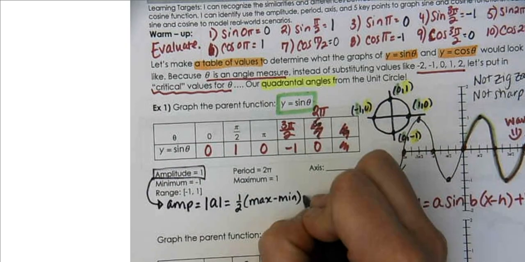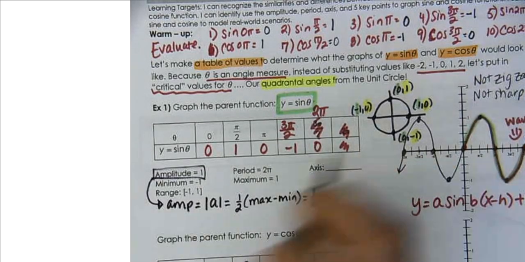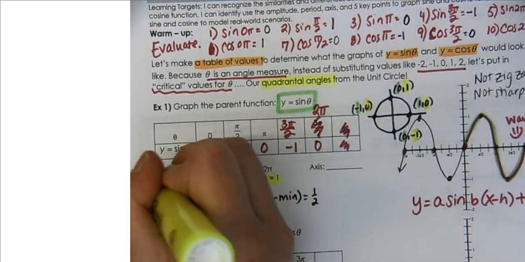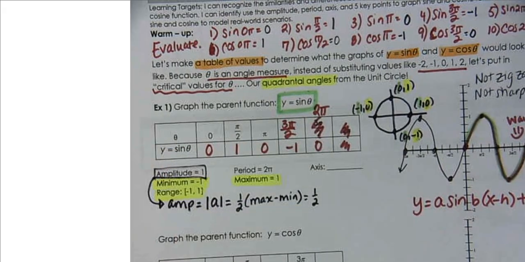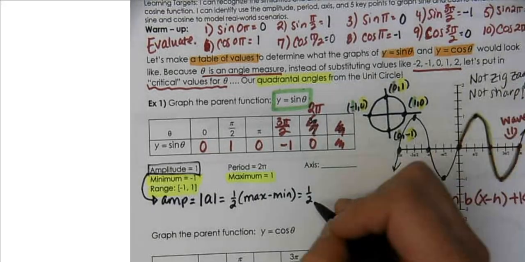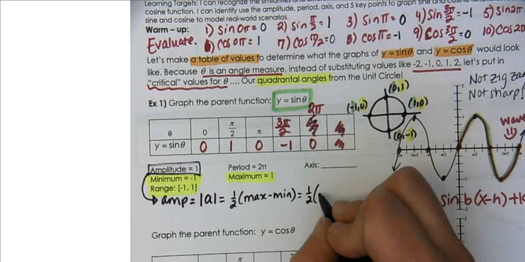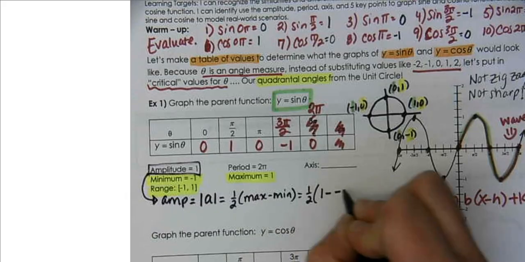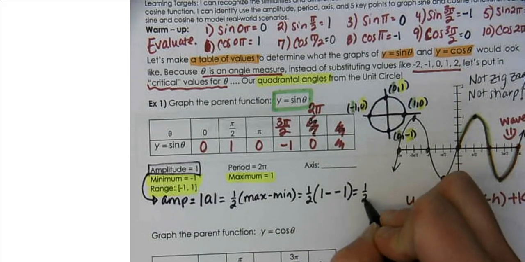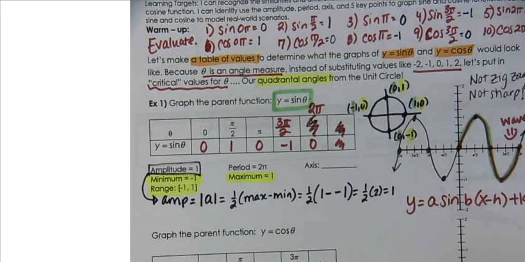So in this case, our maximum value, which we already know, is at 1. And our minimum value is at negative 1, which means this graph has a range going from negative 1 to positive 1. Those are the only values of y that we're allowed to have. Our max is 1, our minimum is negative 1, so I have a minus negative, which makes a positive. Half of 2 is 1, and that is our amplitude.